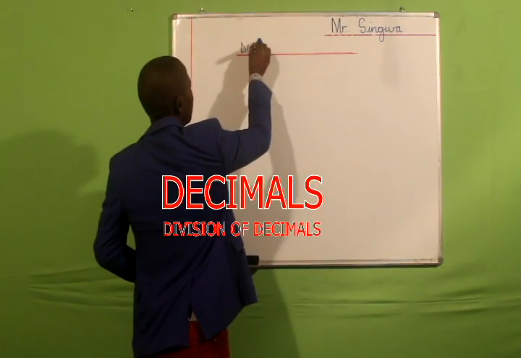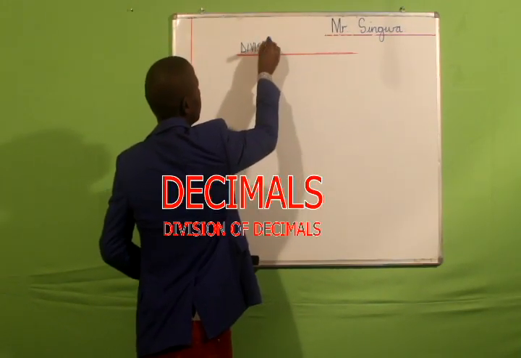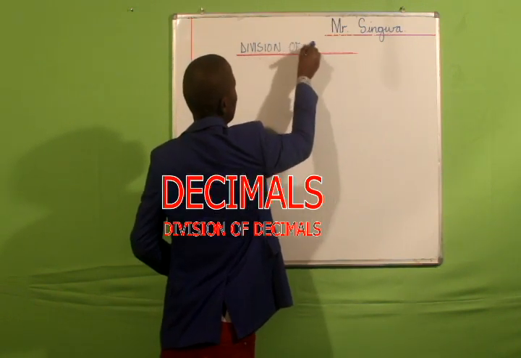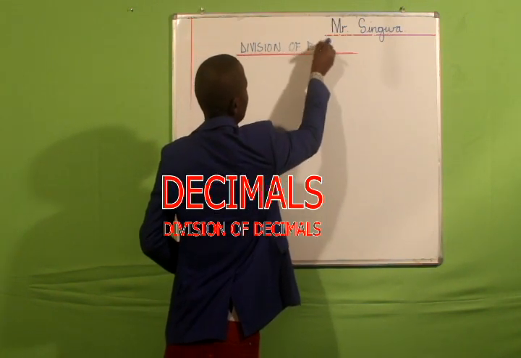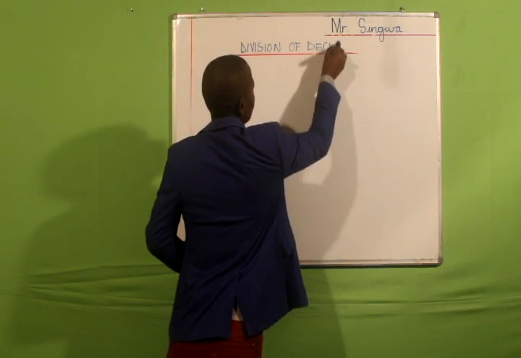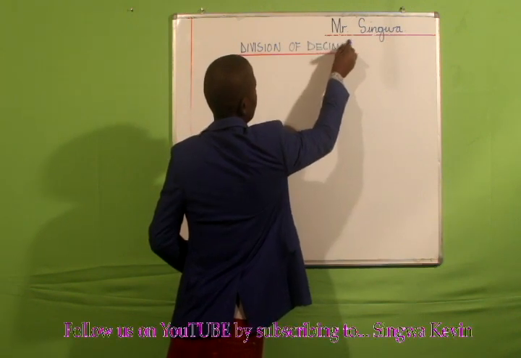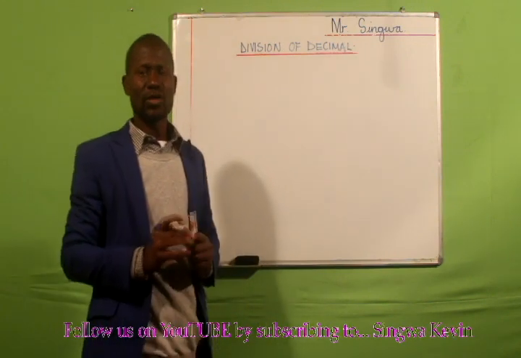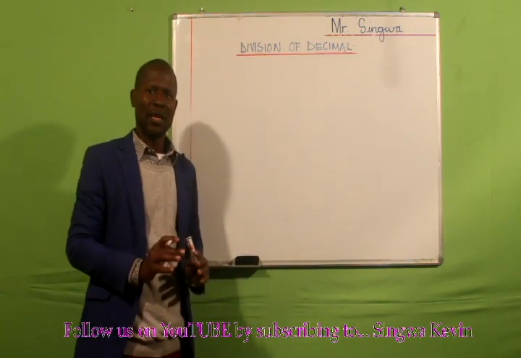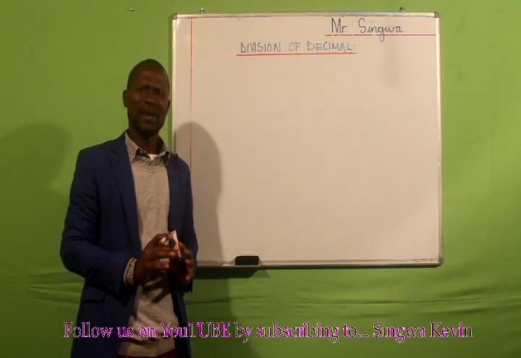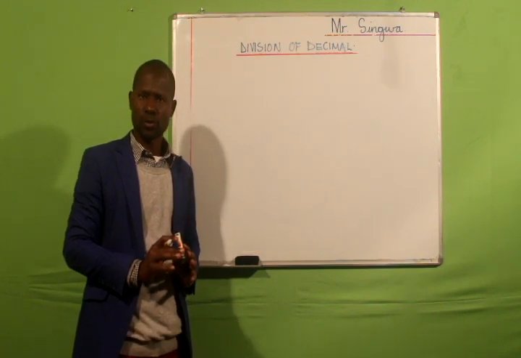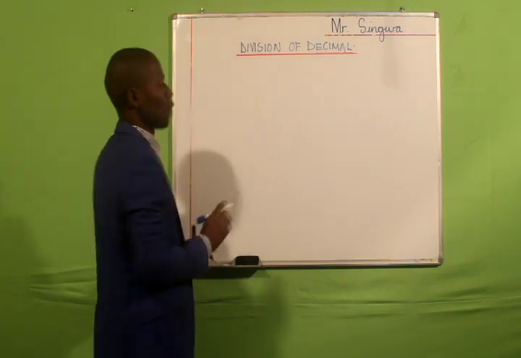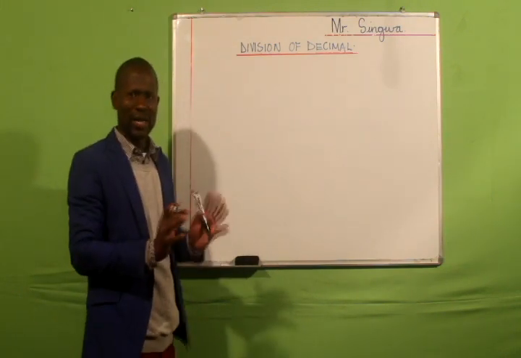Division of decimals. This also has a certain rule that each one of us ought to follow. Everyone obeys that rule, and we are going to see how we come up.